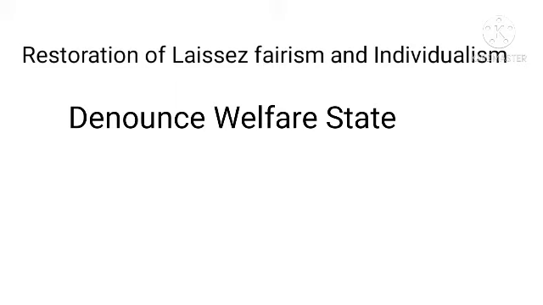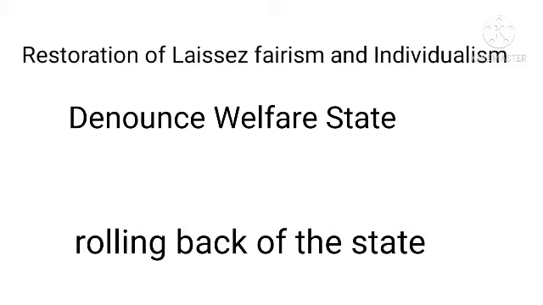Then the third feature: it stands for the rolling back of the state in almost all spheres of activity. So it's for the rolling back of the state. It says that there is no importance for state action. So it argues for the limited role of the state, or the non-interference of the state in activities, especially in economic activities.